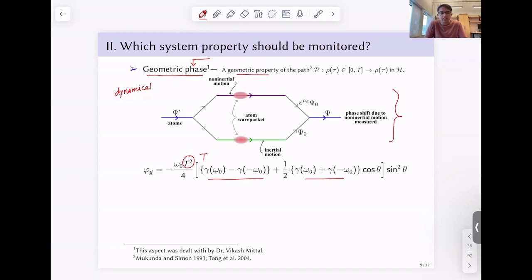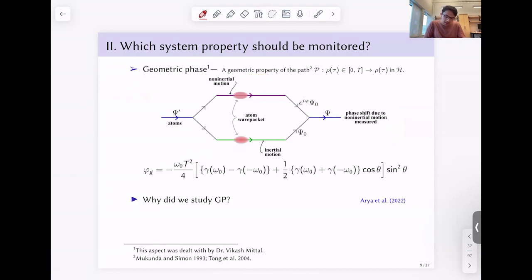So here I have a schematic diagram for at least conceptually highlighting how such a measurement can be performed. You have a beam of atoms which you coherently split, and you subject one of the arms of the interferometer to non-inertial motion, and the other arm propagates unaltered. The non-inertial motion will lead to some relative phase between the two arms, which you might be able to measure by shifting the fringes. And we studied geometric phase to detect non-inertial motion's effect coming due to circular acceleration.